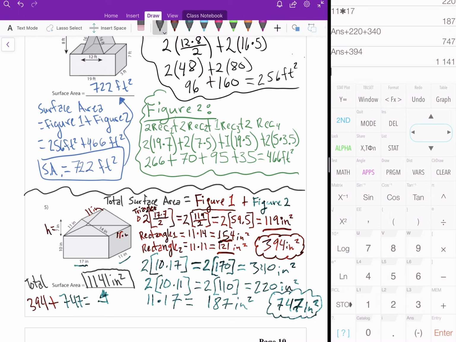Now, I know it's just one problem, but it had many steps in there. So when you plug it in your assignments, this is how you plug it in: 1141 inches squared. Alright guys, so that's this assignment.